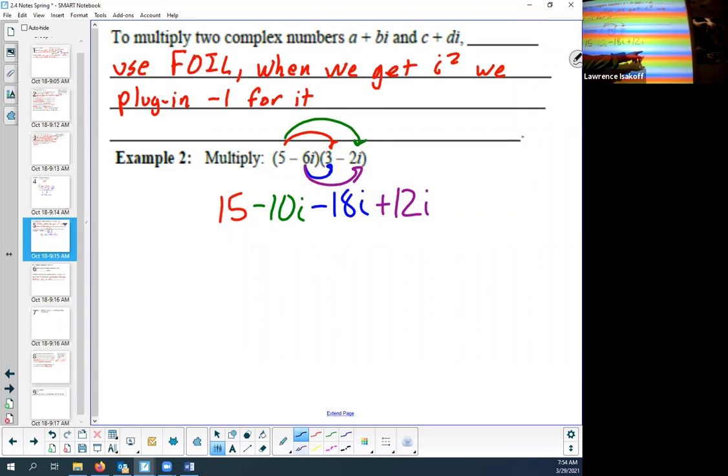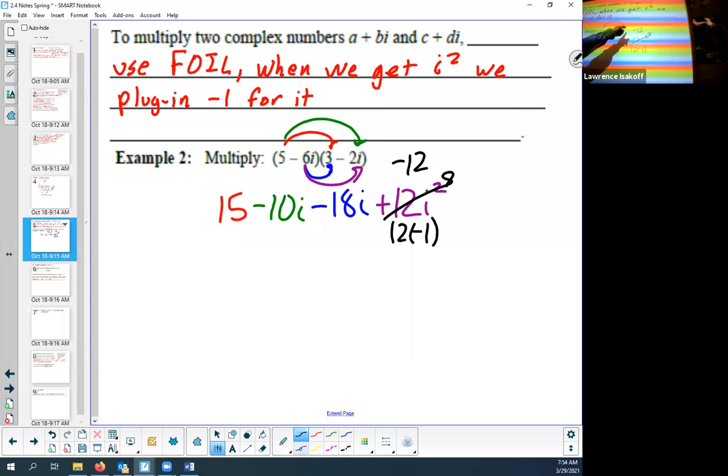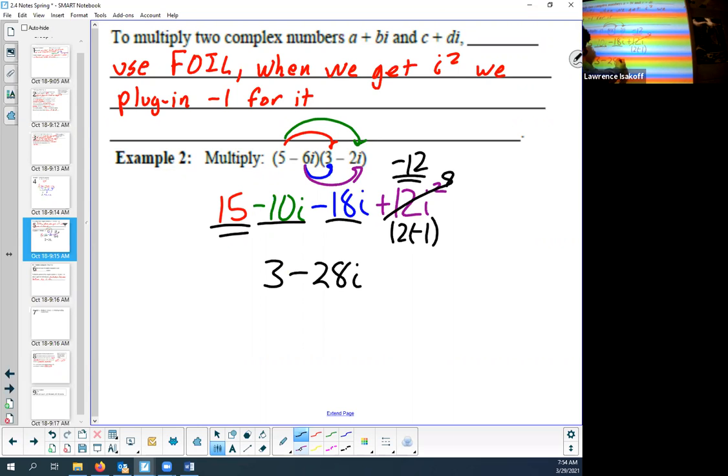Well, again, I notice, oh, not 12i, 12i squared. Since that's a 12i squared, this will actually become -12. Because the i squared, this is really 12 times -1. So I said, oh, that's actually -12. That's the big thing to watch out for here. Combine these, combine these. 5 minus 12 is 3. -10 minus 18, -28i.